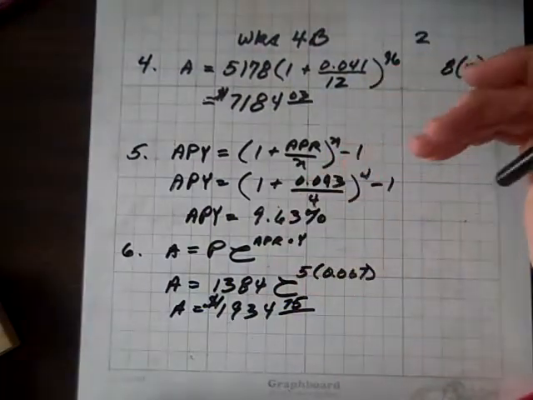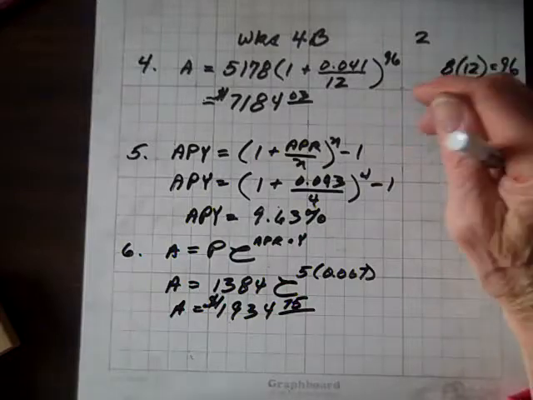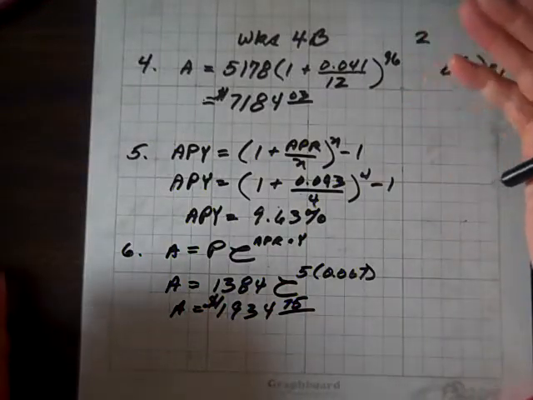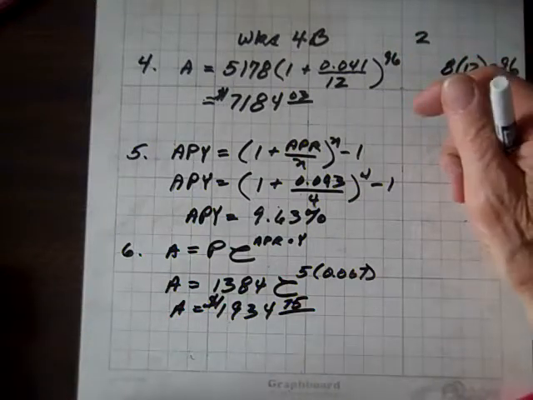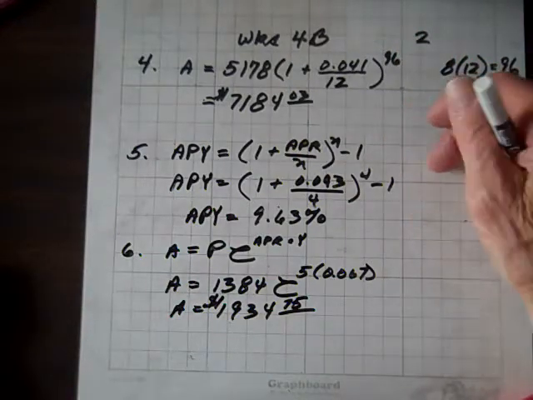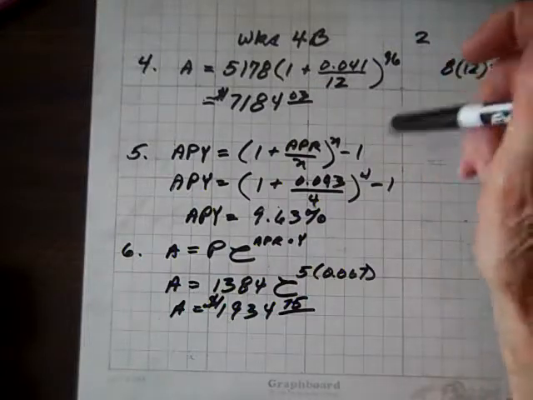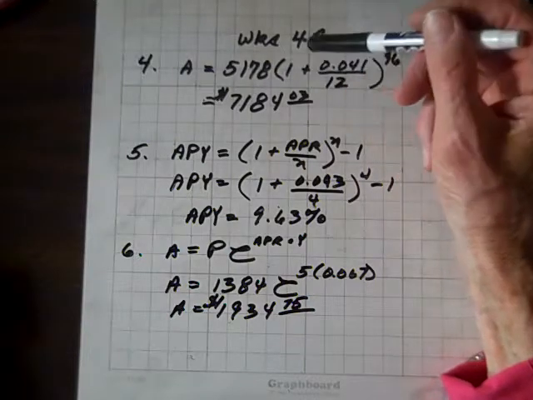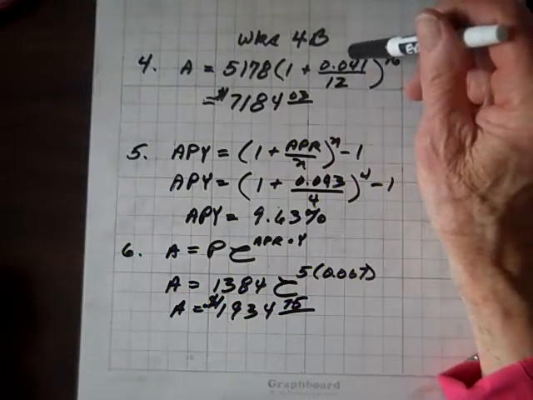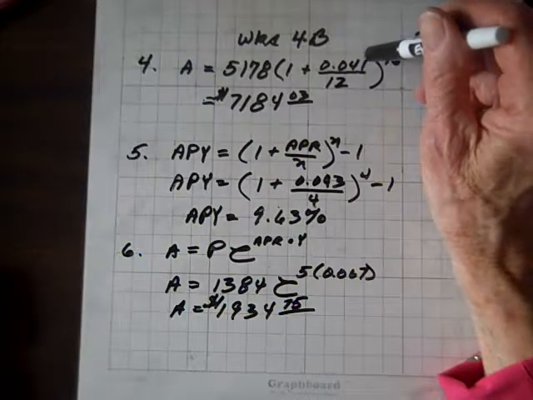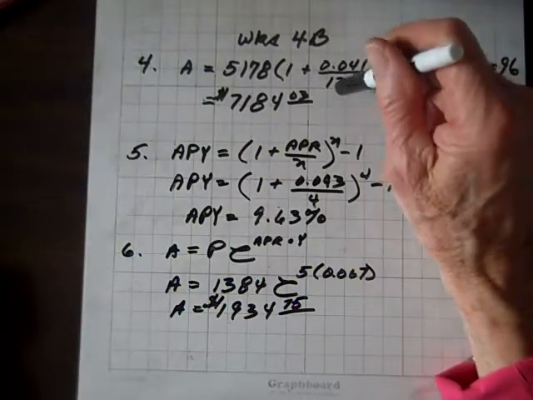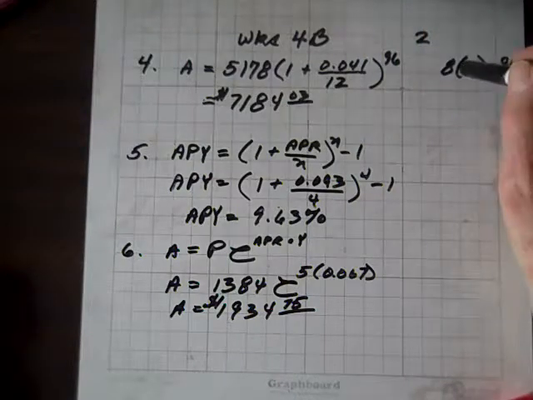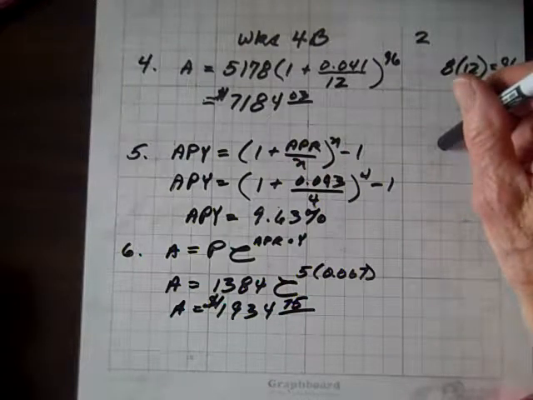So for number 4, and by the way, with these problems, the problem has to give you all this information. It tells you what type of situation you have, whether it's simple interest or compound interest, and so on. So for 4, our principal is $5,178, and our rate is 0.041 or 4.1%, divided by 12 compoundings per year, and for 8 years, so 8 times 12 is 96.